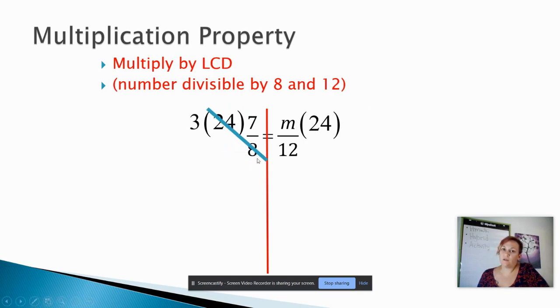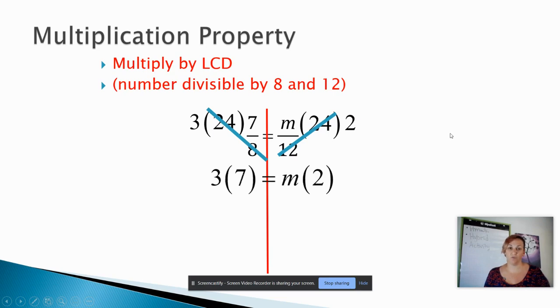And then we can do the same thing on the other side as well. So 24 divided by 12, divided by the bottom number, is 2. And so what I've done is I've canceled out all of my denominators, leaving me with only the numerators, or only whole numbers. Now you'll take whatever you have left over and you'll times it by whatever was in the numerator. So I'm going to take this 3 times the 7, and I'm going to take this m times the 2. And that gets me here.